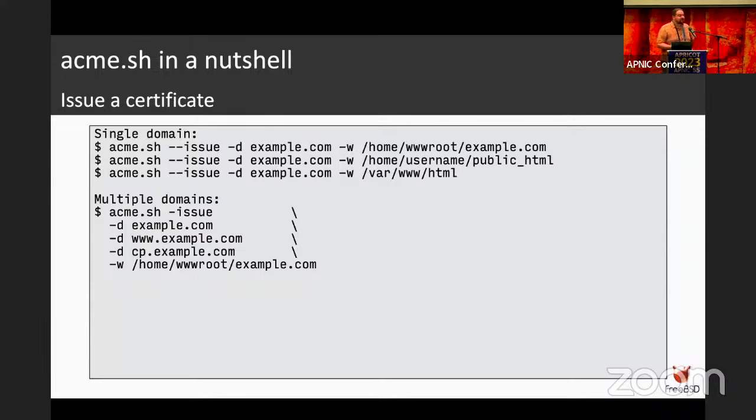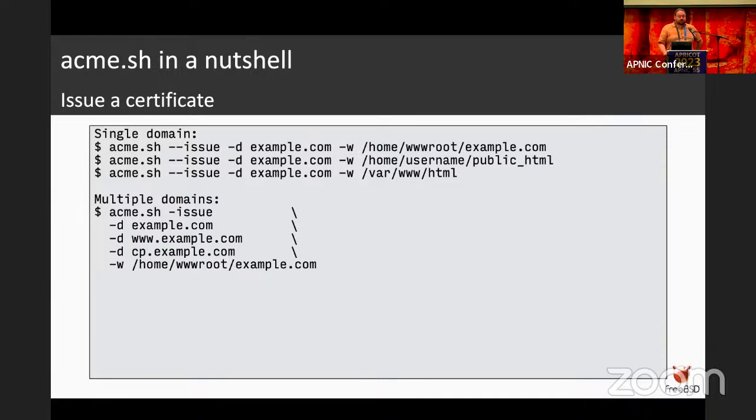Using acme.sh is also fiendishly simple. I'll do a quick demo in a bit. You just say, dear acme.sh, please issue me a certificate for this domain, example.com, and use the following mechanism to issue the certificate. So the first example I've got here uses the same mechanism as certbot and expects a web server to be listening on that path. And it drops a string of letters and numbers there and speaks that protocol.